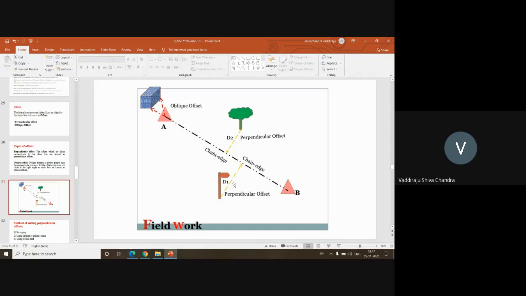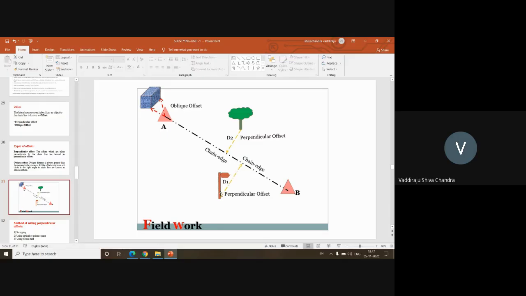So there can be multiple types of offsets. One is the perpendicular offset, the other is the oblique offset. A perpendicular offset is one which makes an angle of 90 degrees with the main chain line. An oblique offset is one at an inclined angle other than 90 degrees. In this figure you can see the corners of this building or rectangular block are inclined at an angle. They are not at 90 degrees. But if you take the example of this tree and flagpole, they are at 90 degrees to the chain line.